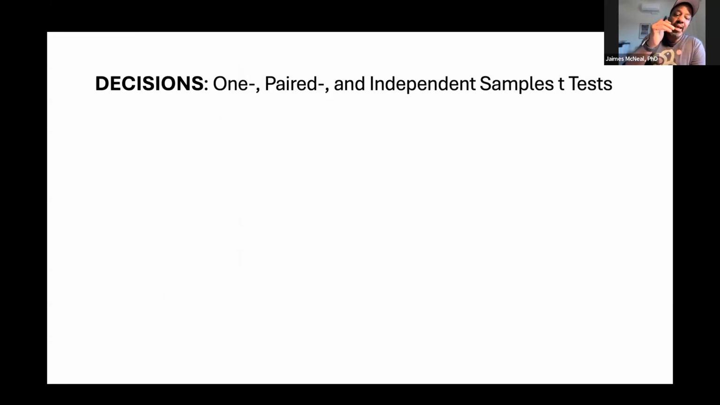So when you're taking a one sample versus a paired versus an independent sample t-test, pretty much the structure is the same. I'm going to show you what we do when we're rejecting the null hypothesis versus failing to reject the null hypothesis, and what gets changed depending on the test.